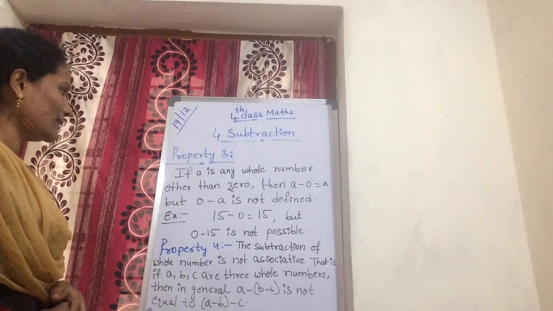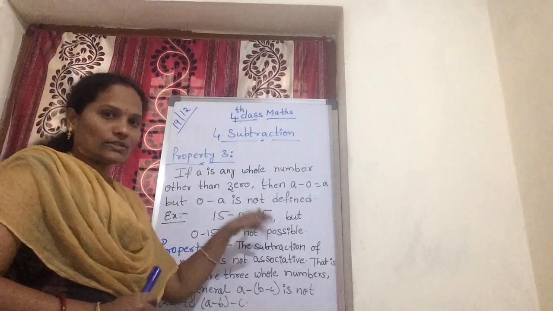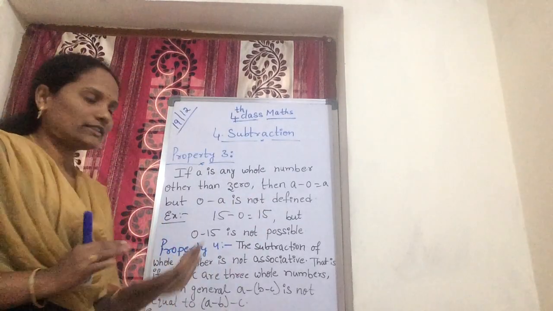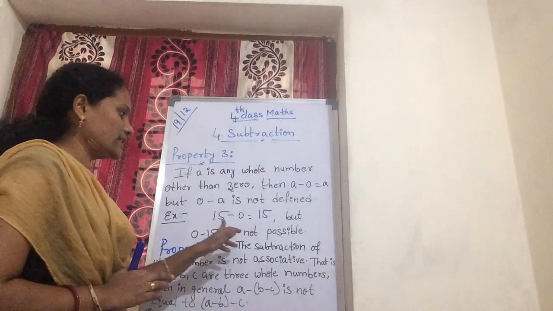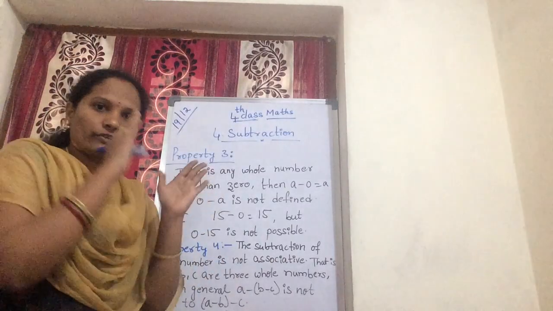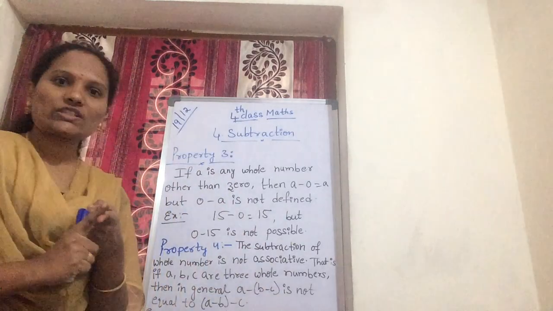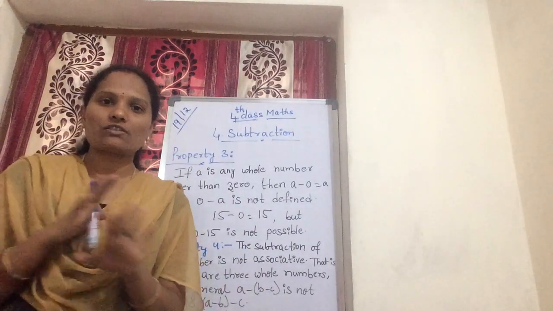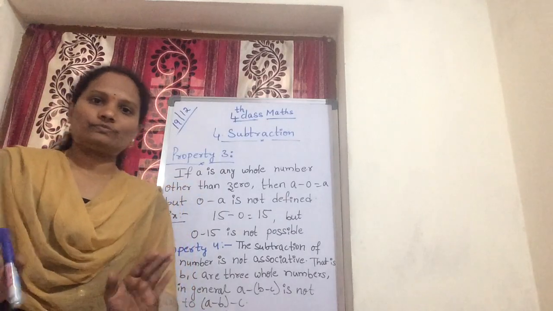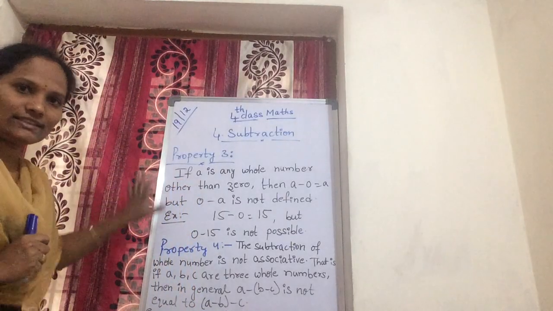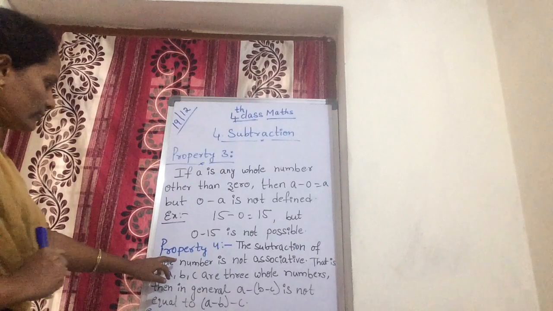Now, one example. 15 minus 0 is equal to 15. But 0 minus 15 is not possible. So 15 minus 0, you get 15. But 0 minus 15, it's not subtract. It's not possible. Okay, that is property 3. Now next, property 4.